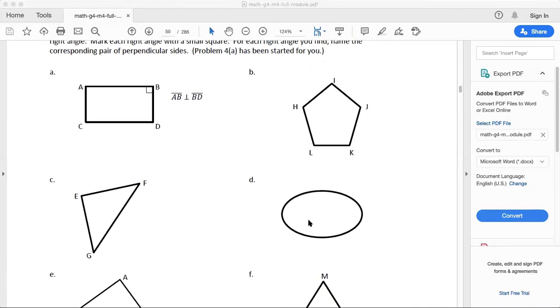D is a circle, and my friends, if you don't know this already, a circle has no angles. It is an angleless shape, so that one will not have any right angles. But let's take a look at C together really quick, and then you can do the rest on your own.